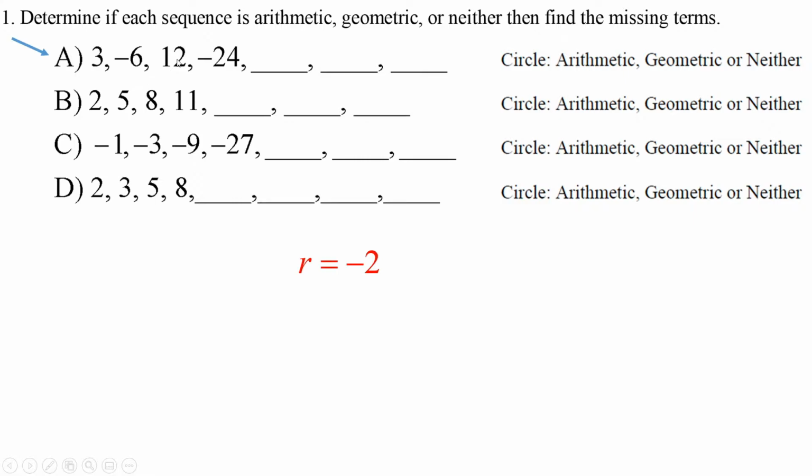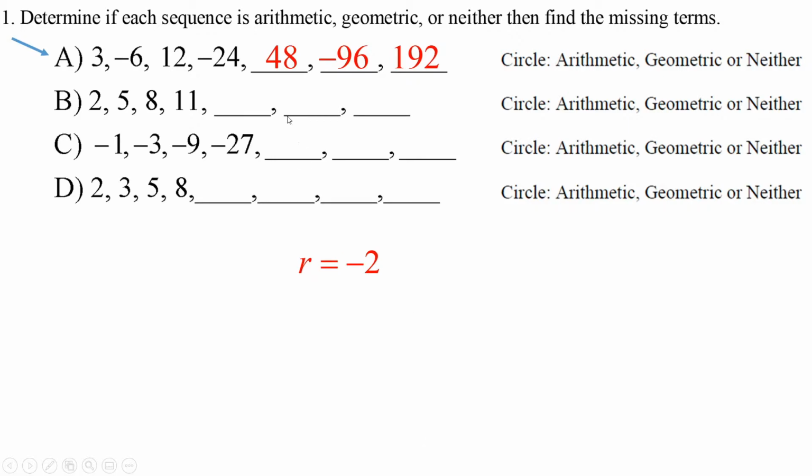And let's keep going here. 12 times that -2 would be -24. -24 times -2 would be +48. 48 times -2 would be -96. And if you need your calculator, get your calculator out. Be careful. Get these problems all right. And -96 times -2, well, negative times a negative is a positive, and that would be 192. And there's our first part, part A.